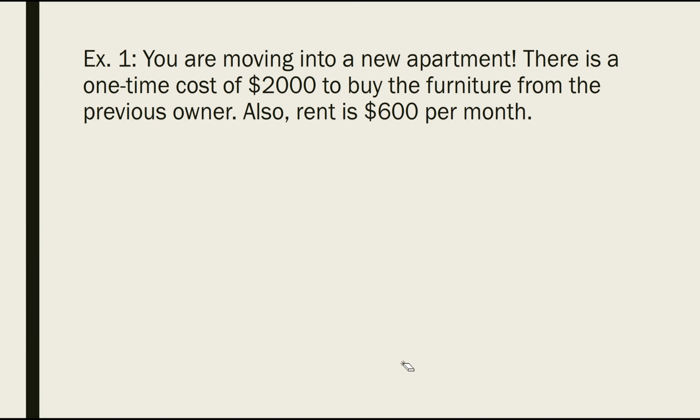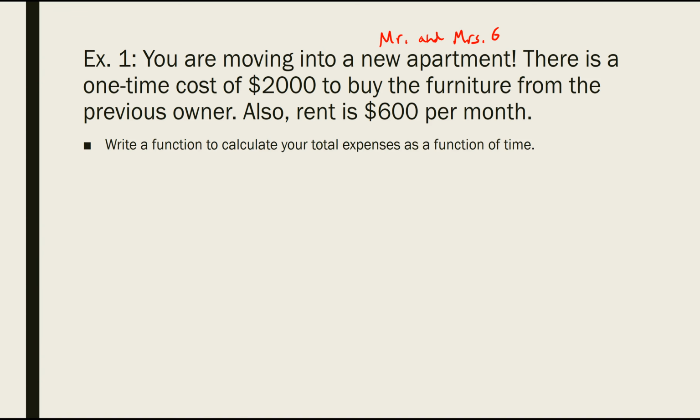You are moving into a new apartment, much like Mr. and Mrs. G were when they were first happily and youngly married. There is a one-time cost of $2,000 to buy the furniture from the previous owner. Also, rent is $600 per month. All right, so we got an upfront cost to buy the furniture. We got a cost of $600 per month to rent. So let's write a function to calculate your total expenses as a function of time.